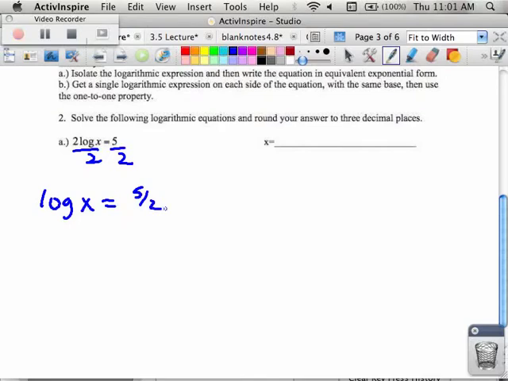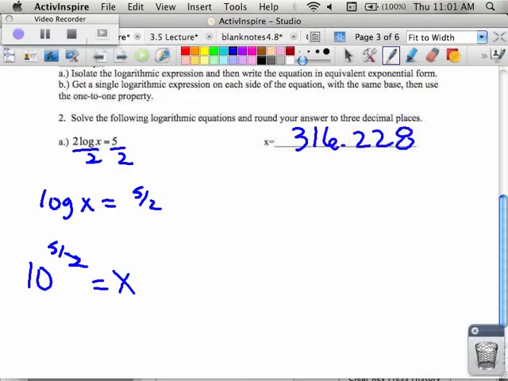Yikes. What's the base there? 10. Or in other words, if I use Ben, 10 to the 5/2 power equals x. That's using Ben. And I don't know what that number is. Can somebody type that in there, Chuck? 316.228. Thank you, Gannon. So 316.228. So we're using the Ben rule again.